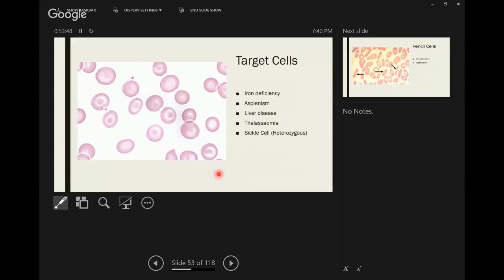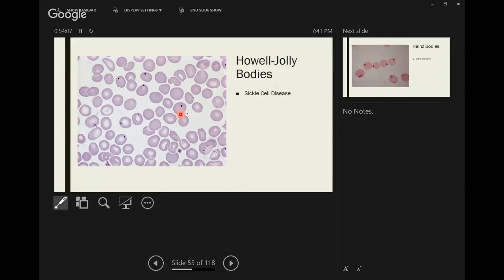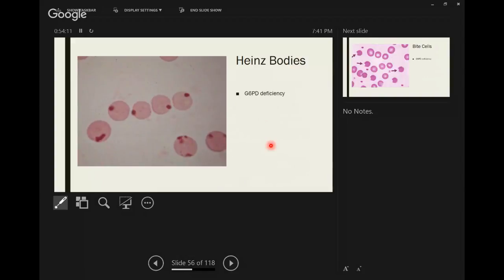I'm going to show them to you, but if you're going to learn them, you're going to learn them in your own time. So I'll just skip through these quickly. Target cells look like a target. Pencil cells are long and thin. They're also called elliptocytes. Howell-Jolly bodies occur in asplenism, and they're little DNA microinclusions.